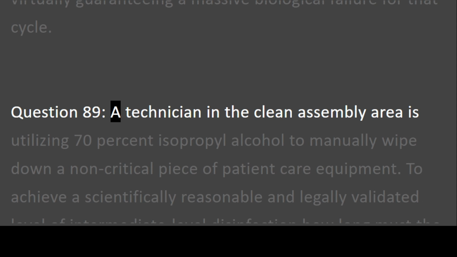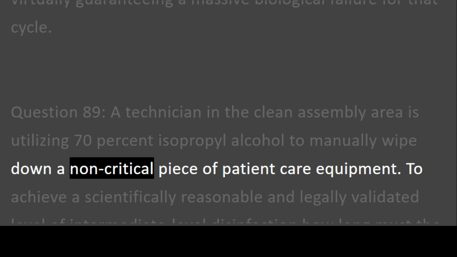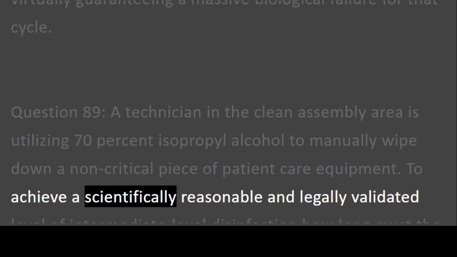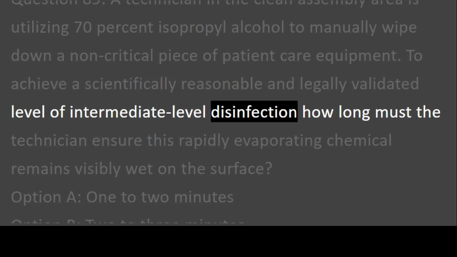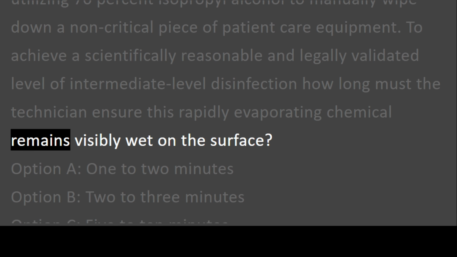Question 89. A technician in the clean assembly area is utilizing 70% isopropyl alcohol to manually wipe down a non-critical piece of patient care equipment. To achieve a scientifically reasonable and legally validated level of intermediate level disinfection, how long must the technician ensure this rapidly evaporating chemical remains visibly wet on the surface?